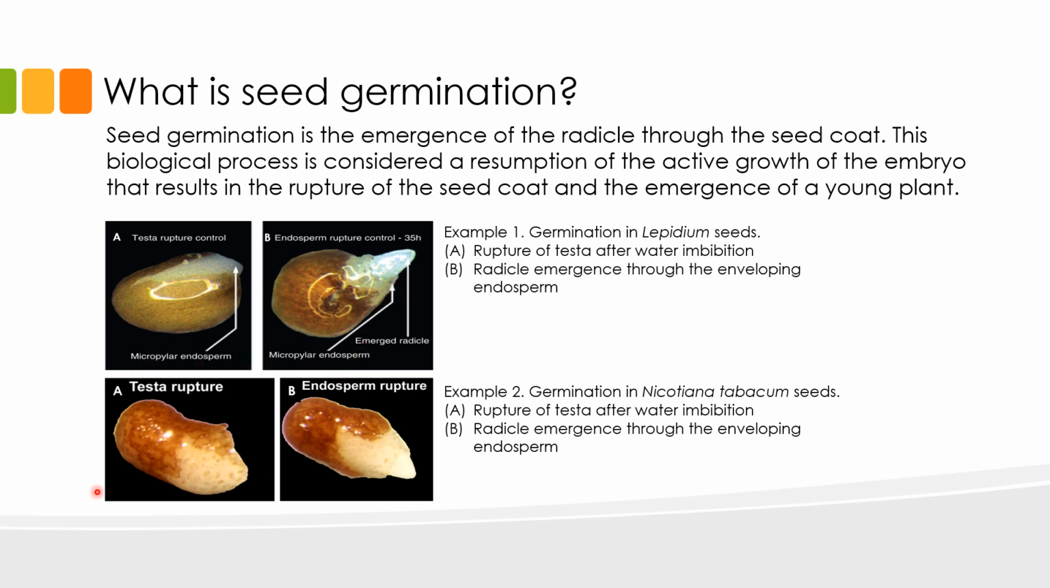Below are pictures showing observable changes in the overall morphology of tobacco seeds during germination. Again, panel A shows the rupture or breakage in the seed coat following water imbibition by the seed. This white portion that you can see here is the endosperm which became exposed due to the break in the seed coat. Panel B shows the emergence of the radicle or the embryonic root right here from the seed.